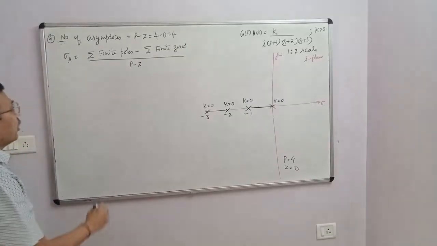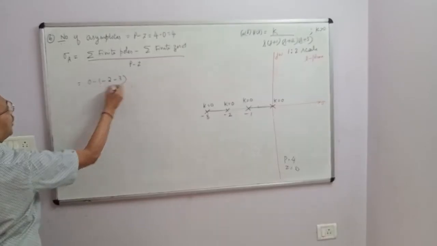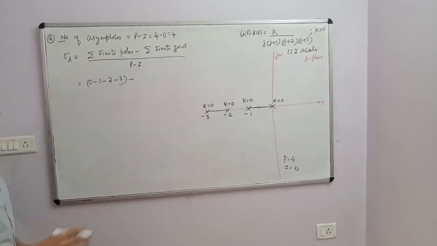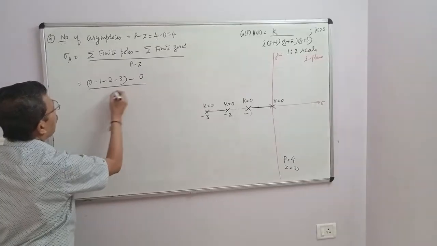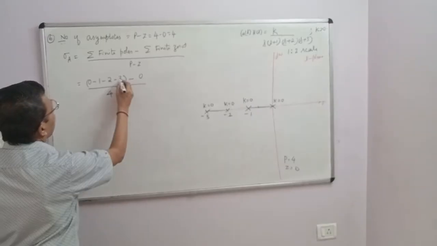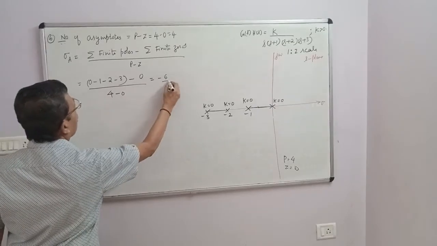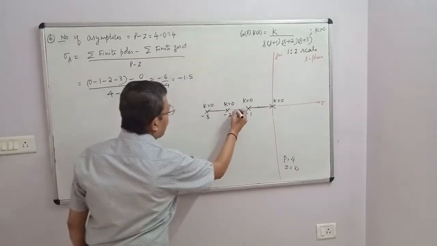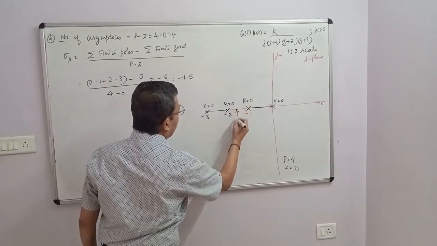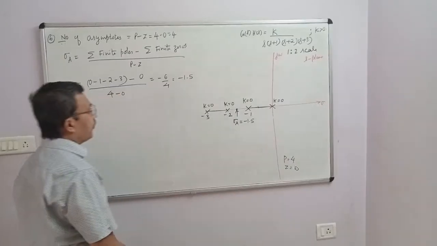Add all pole locations. So you get 0, -1, -2, -3. There are no finite zeros, therefore the summation is 0, divided by 4 minus 0. This is -6 by 4. -6 by 4 means -1.5. So this is the centroid. Sigma a is equal to -1.5.